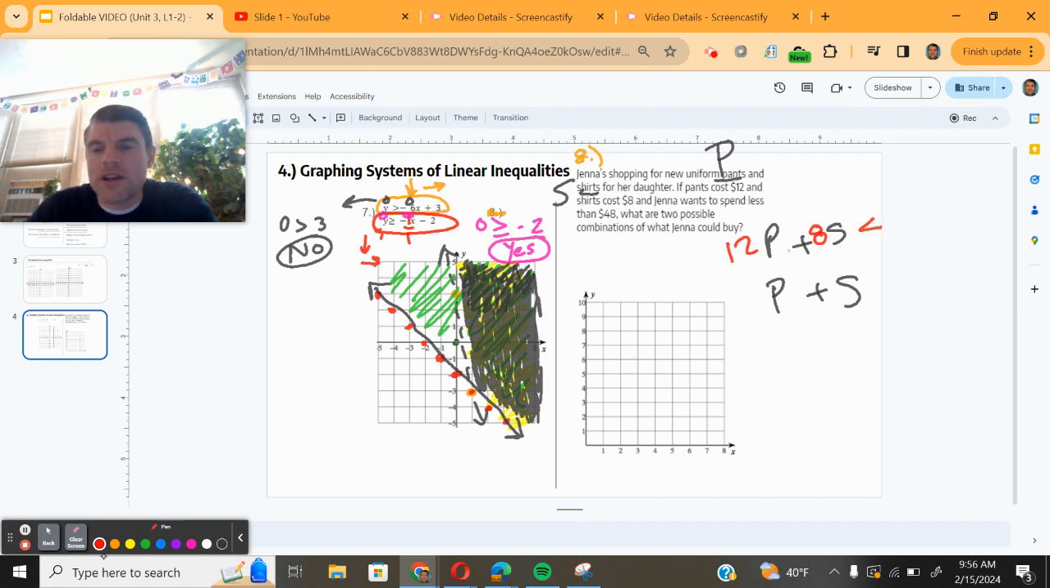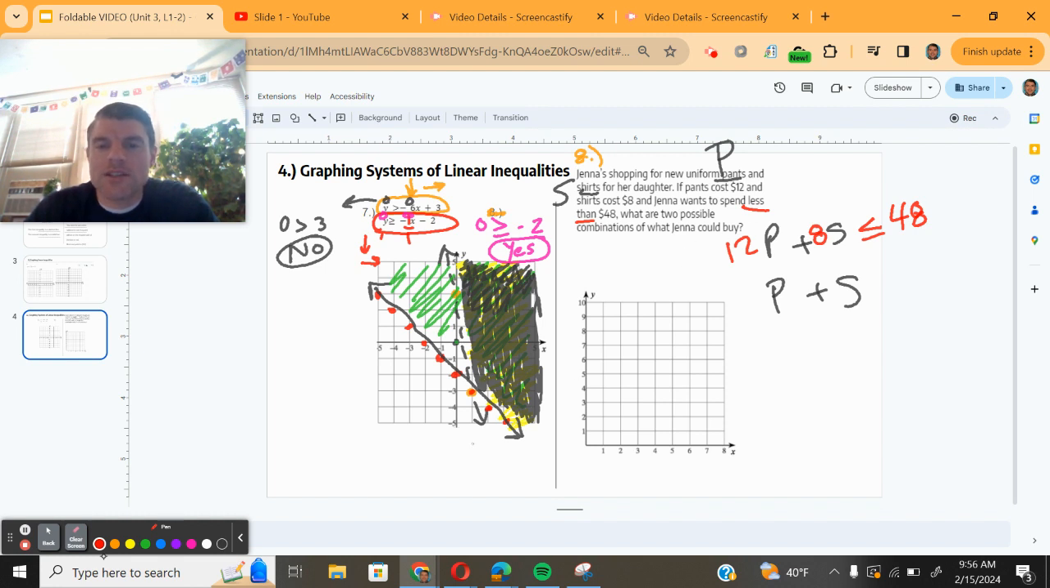she's going to spend less than. She can't spend more than 48. She has to spend less than. She could spend $48 though. So I'm going to write equal to. What are two combinations of what Jenna could buy?